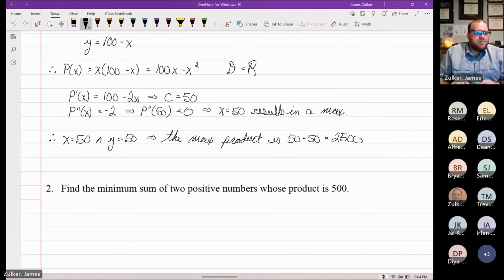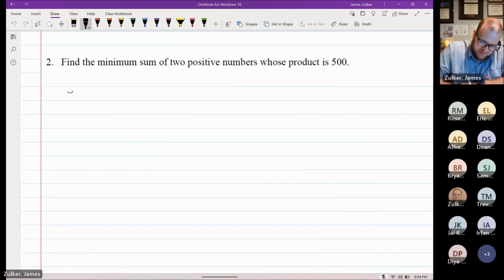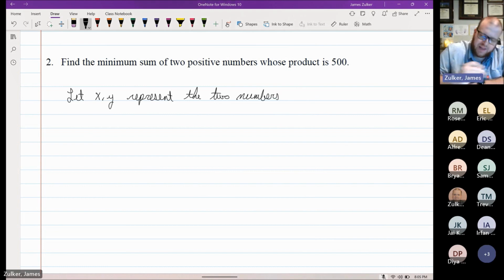Find the minimum sum of two positive numbers whose product is 500. And so again, draw a picture, label quantities. Oh, there's no picture. So let's just label some quantities. So we say let X and Y represent the two numbers. Looking to minimize X plus Y.